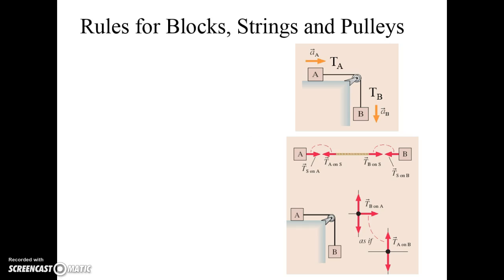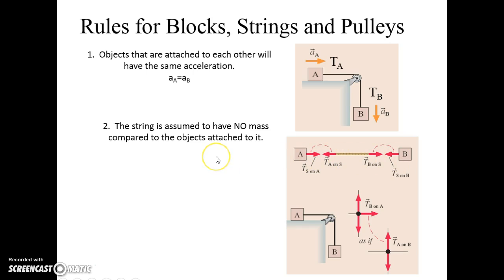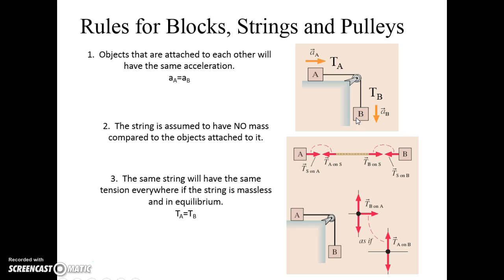Alright, so this again is building into connected systems, and so we've got some rules for blocks, strings, and pulleys. Objects that are attached to each other, for example in this picture with the string, will always have the same acceleration. So whether it be a system like this, or just two objects pulling back and forth. We assume the string and, for now, the pulley essentially have no mass compared to everything else. And the same string, so for example, this is one string here, will have the same tension everywhere if we're in equilibrium.